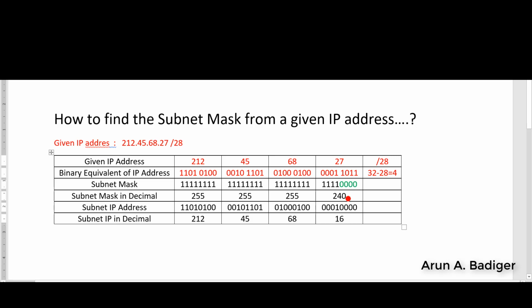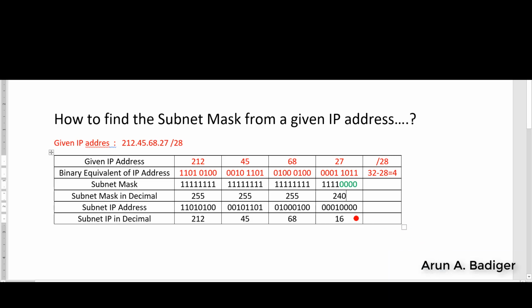So you can see here that the mask is this one. When we are asked to find the subnet mask, you have to write it in decimal, so this mask you have to convert into a decimal number and give it as the answer. But when somebody asks you to find the subnet IP address, then you have to multiply this mask and the given IP address. The resultant value will be the subnet IP address. So this is how we calculate it for the given IP address.